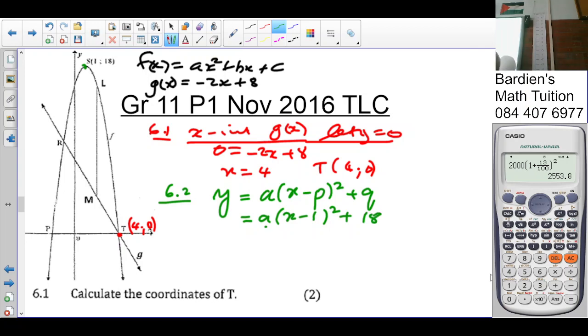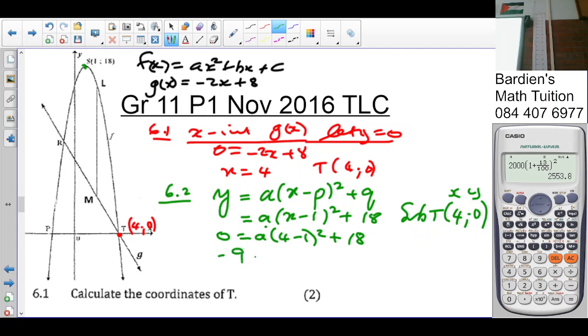In order to calculate a, I must substitute the point that's lying on this graph, which is t. So I'll substitute t, which is (4; 0). That's the x and the y. So 0 is equal to a times 4 minus 1 squared plus 18. So 4 minus 1 is 3 and 3 squared is 9. So minus 9a is equal to 18, a is then equal to negative 2. So I got y is equal to negative 2 into x minus 1 squared plus 18.